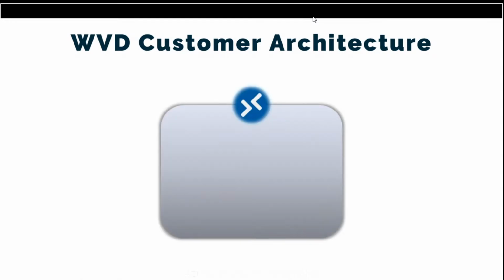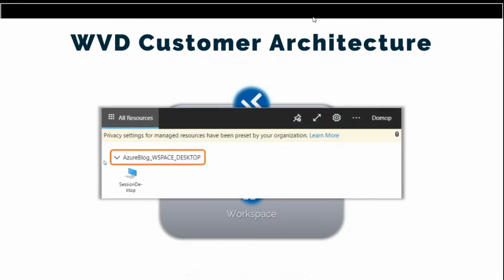As I said, within the WVD tenant we have core components, actually three of them. The first thing is the workspace. This is what we can see during the logon to the WVD portal. Just to show you, this is the workspace name, right? So if we create a workspace with, I don't know, a very long name, it will appear here, right?